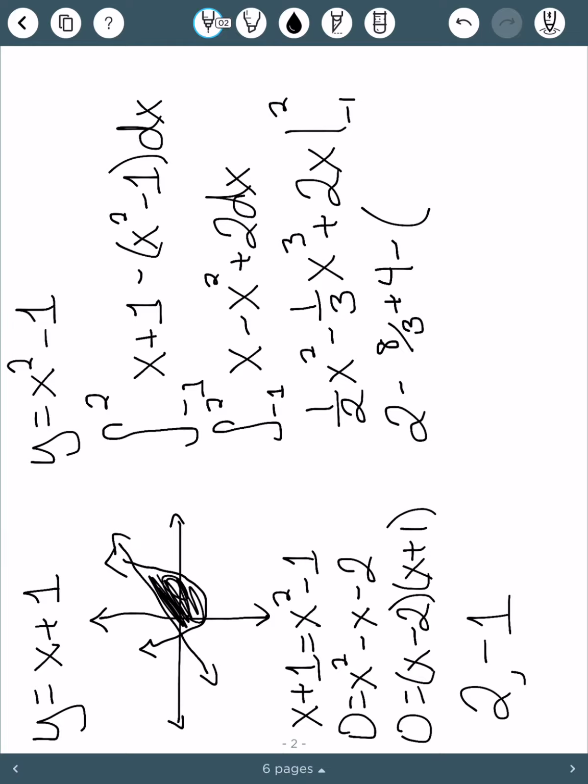When I subtract out my lower bound, negative 1 squared is 1 times 1/2 is 1/2. Negative 1 cubed is negative 1 times negative 1/3 is plus 1/3, and then negative 1 times 2 is negative 2. And once we work this out, we get that the area is 9 over 2.